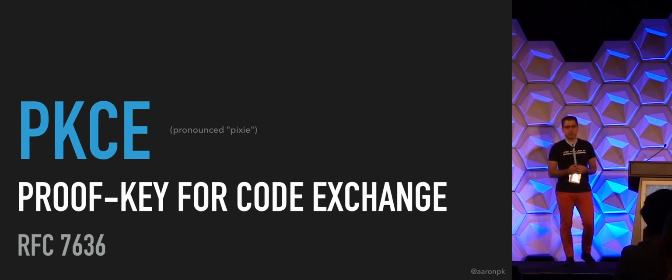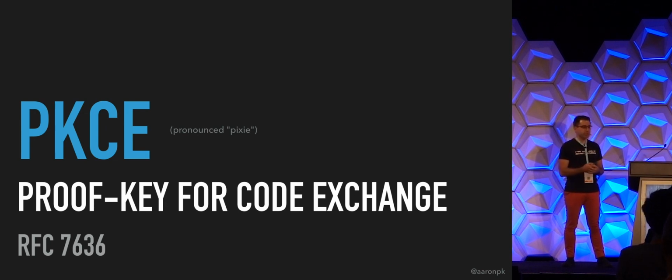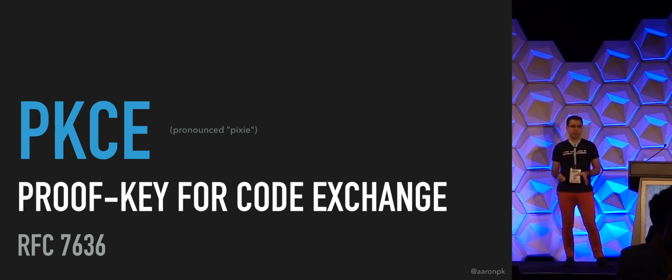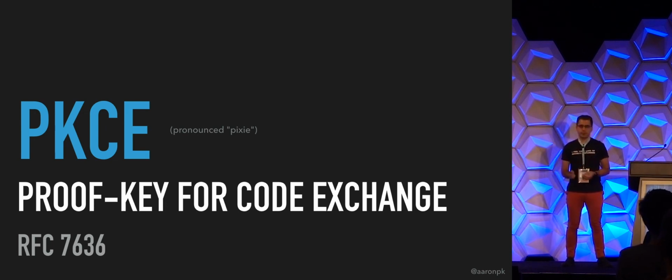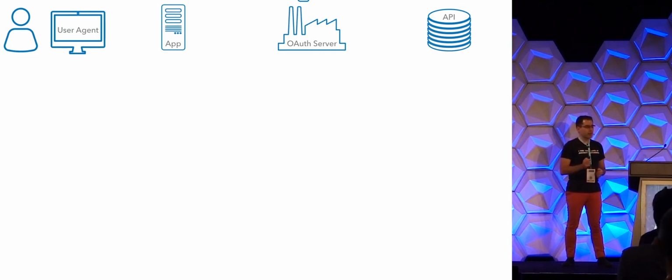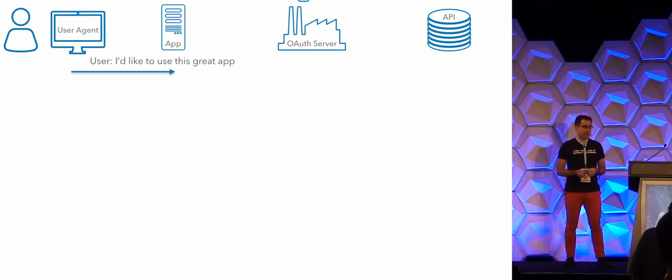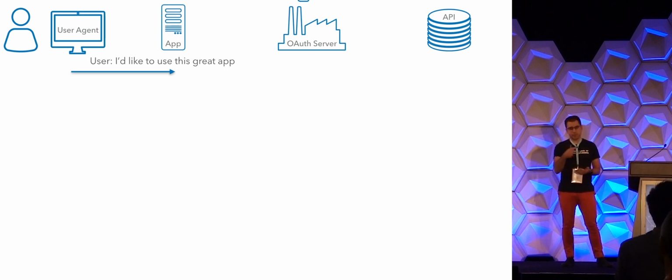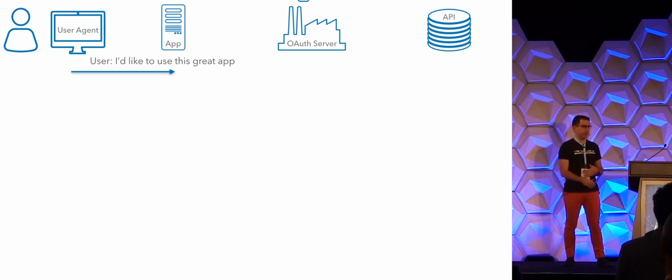So PKCE is a spec, an extension to OAuth. It stands for Proof Key for Code Exchange. And this is a solution for public clients that can't use a client secret. So let's walk through how this one works. It starts off the same. The user visits the website and says, I'm trying to use this application, or launches the mobile app, depending on if you're in a browser-based app or a mobile app.